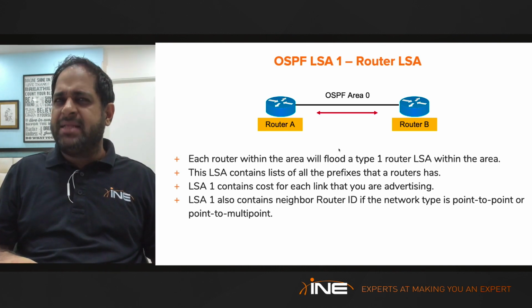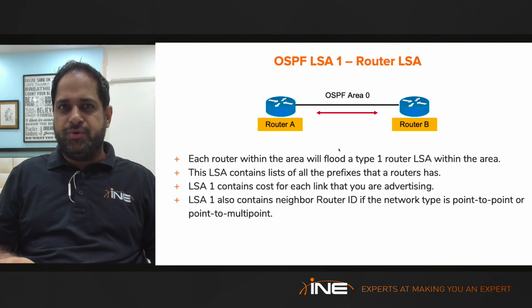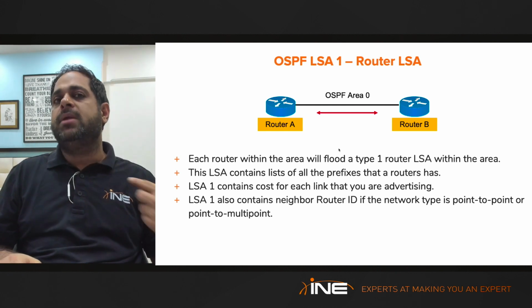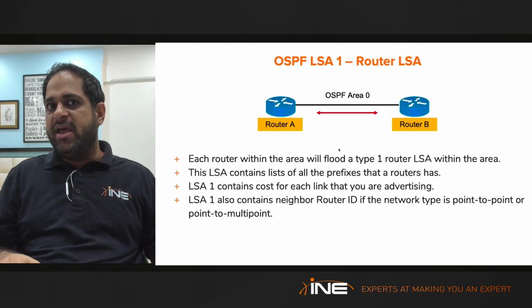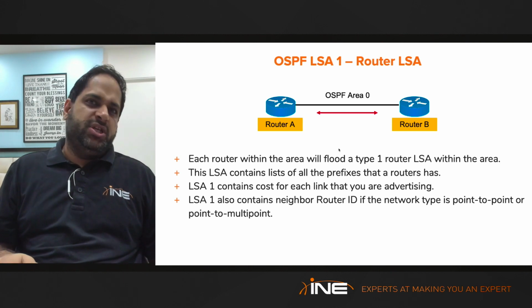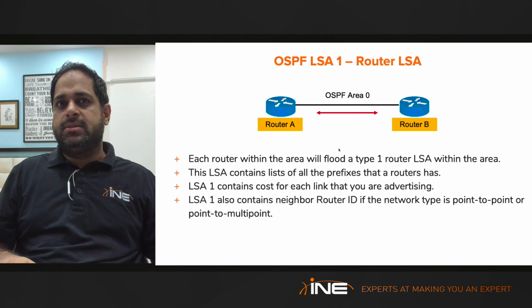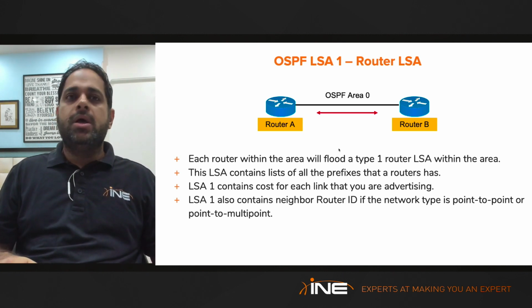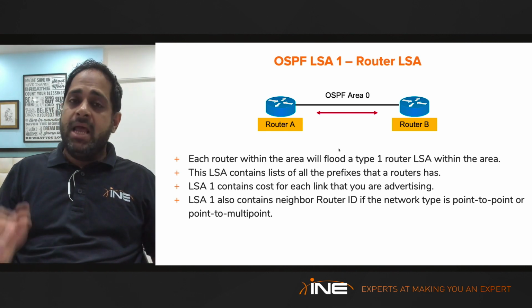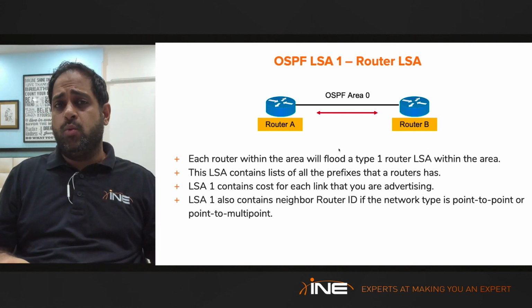However, this actually depends on the type of network connectivity that you have between the 2 neighbors. For example, if you and me are running OSPF and our connectivity type is a point-to-point connection, which is maybe a WAN link, in that case, when I advertise the update LSA1 to you, I would insert the neighbor's router ID. So I would basically insert your neighbor ID in my update. So the neighbor's router ID is there in the LSA1.